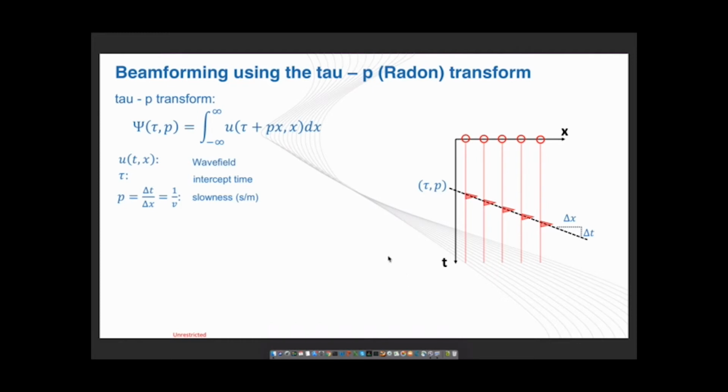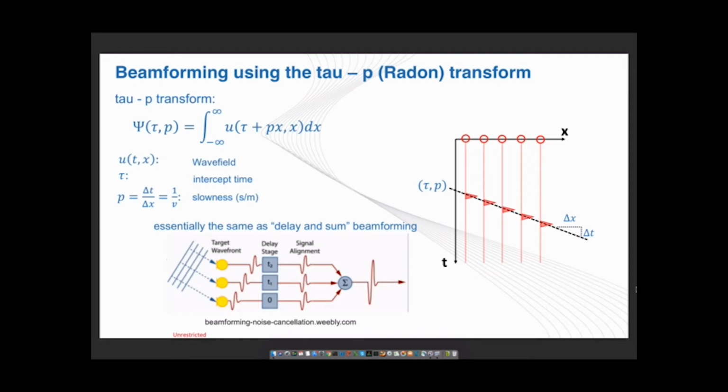Consider that we have a wave field, U, recorded by a microphone array with axes x and t. The tau-p transform is basically a summation of the data along lines with slope p, starting from time tau at zero offset. The slope p is delta t over delta x, which is the inverse of velocity. We call this slowness, and it's in units of seconds per meter.